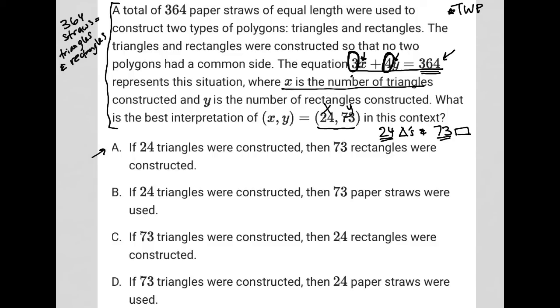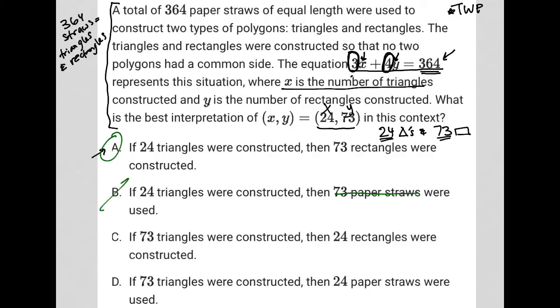So choice A here says if 24 triangles were constructed, then 73 rectangles were constructed. That seems to be very straightforward, and it seems to be definitely our answer. Let's check the other ones just to make sure. Choice B, if 24 triangles were constructed, then 73 paper straws. No. 73 has to do with rectangles, not paper straws, so B is gone.